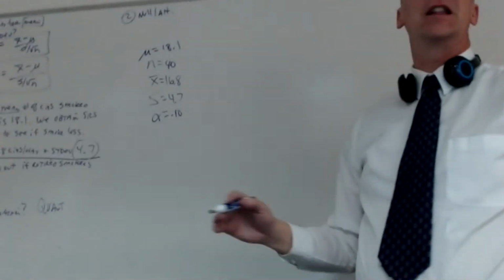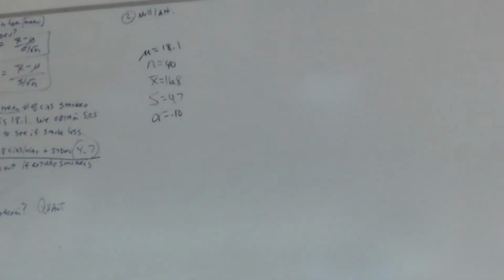Now I've got everything labeled here. What's my null and my alternative hypothesis? So let's pick on David. It must be your turn. What's the alternative hypothesis?